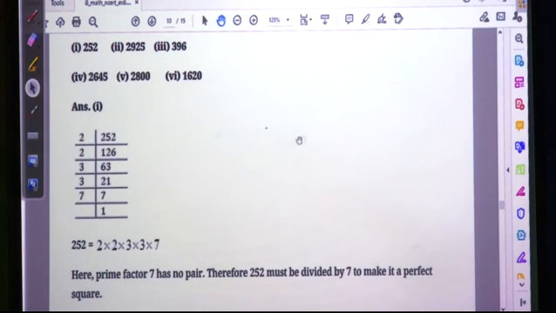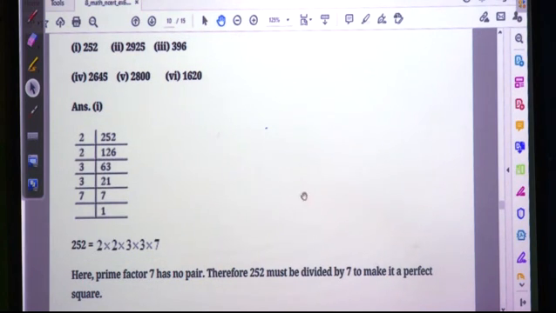The first sum 252, prime factorization. 2 1s are 2, 2 2s are 4, 1 remaining, next value is 12, 2 6s are 12. Okay, so it is 126, 2 6s are 12, 2 3s are 6, further it is not divisible by 2. So, by 3, 3 2s are 6, 3 1s are 3, again it is 21, 3 7s are 21, 7 1s are 7. Here we can see 2 is in a pair, 3 is in a pair, 7 is not in a pair.